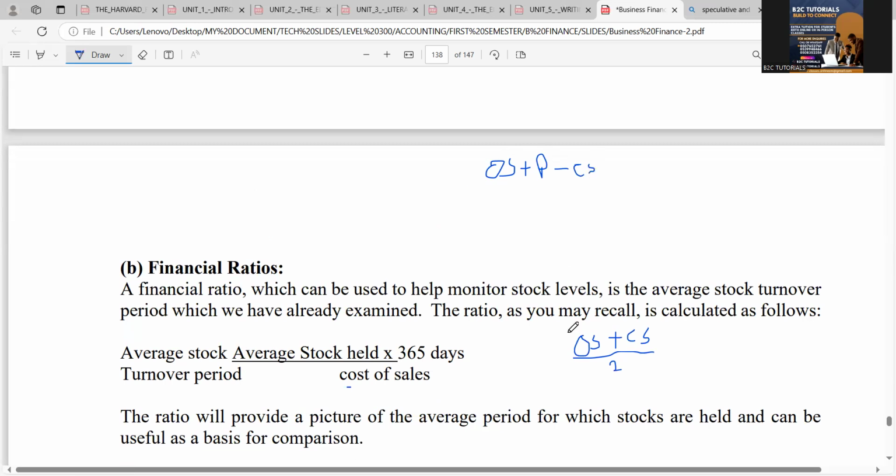So if I divide my average stock, that is my opening stock, the stock I began the year with, and then the stock that I am left with, if I find the average, I'll divide it by the cost of sales.